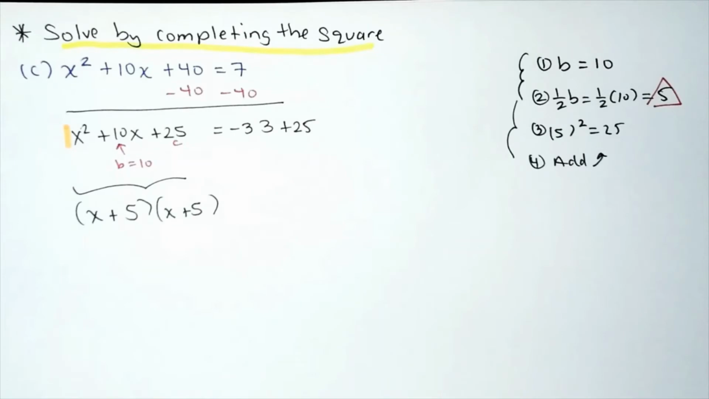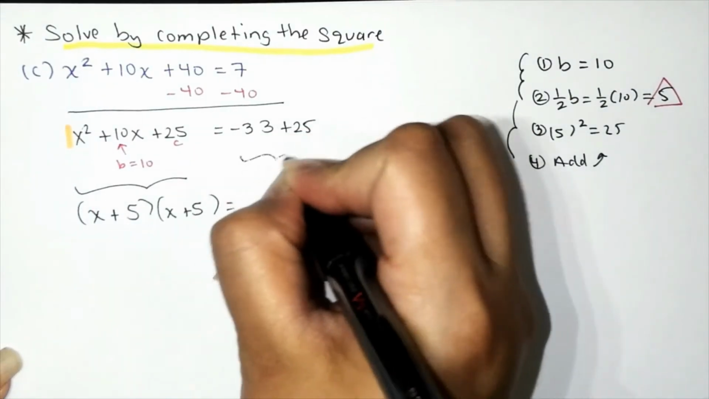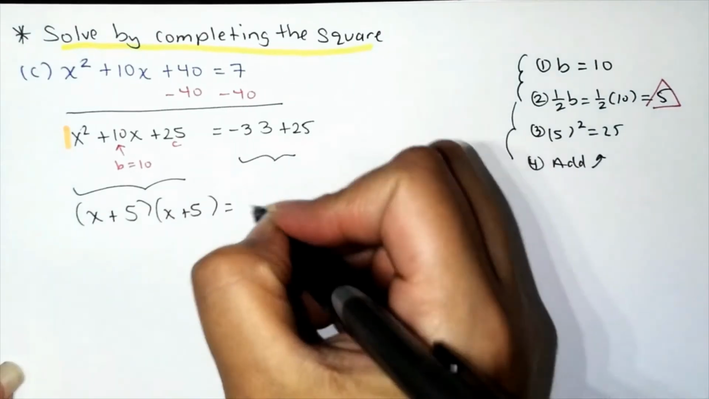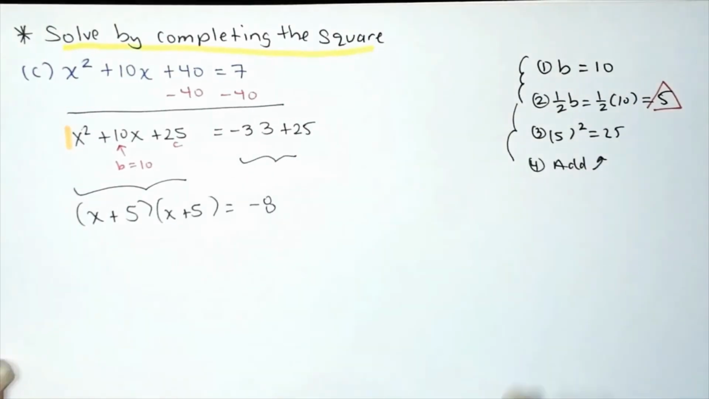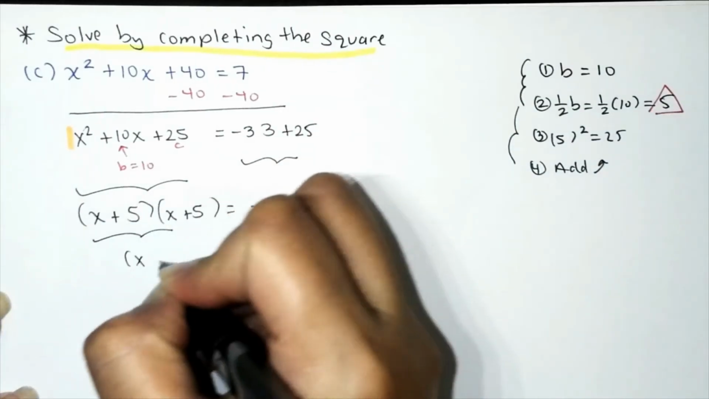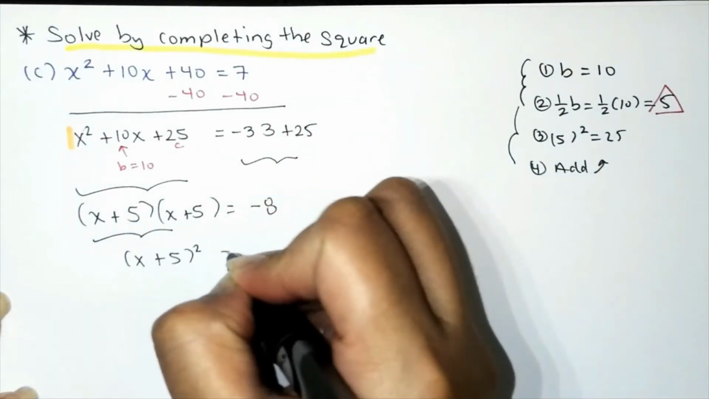Okay, on the right side, who has a calculator? Negative 33 plus 25 is 38. Sorry, that's how I count. Okay, so let's go ahead and use exponents for repeated factors so we can then use the square root property, or apply the square root property.